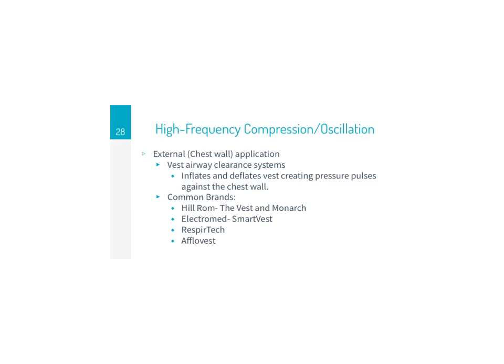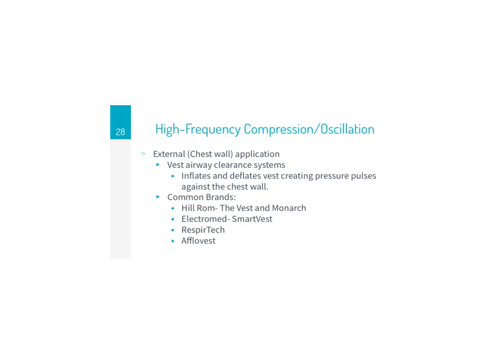So high frequency compression and oscillation. So that's a technical term for the vest. So it's applied externally over the chest wall. The vest systems are going to inflate and deflate. So it's creating different pressures and pulses. It's also going to vibrate at the same time. So it's vibrating and creating different pressures to help knock that mucus down and into the larger airways.